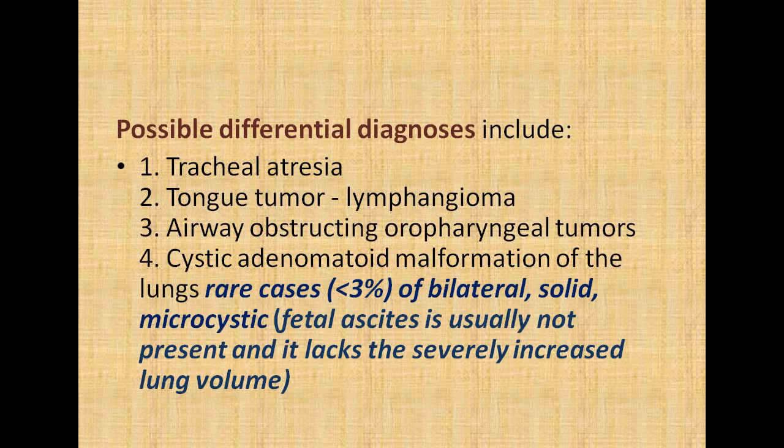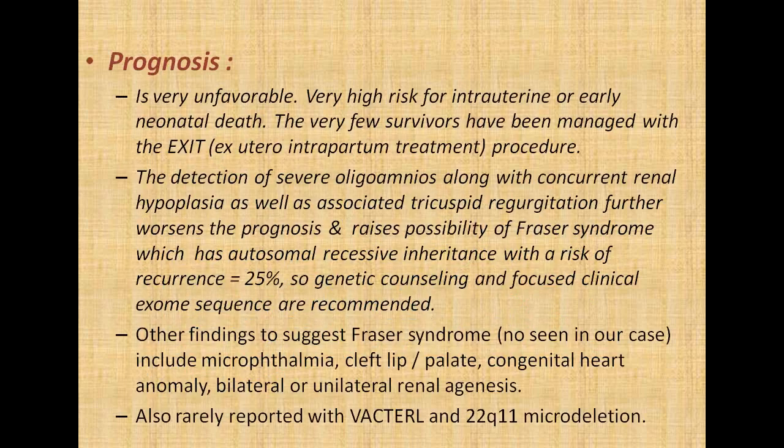The possible differential diagnosis includes obstructive causes like tracheal atresia, tongue tumor or lymphangioma, airway obstruction or oropharyngeal tumors, and cystic adenomatoid malformation of the lung. These are rare cases, or less than 3% to be bilateral of the solid microcystic pattern. However, fetal ascites is usually not present, and it lacks the severely increased lung volume that is seen here in laryngeal atresia.